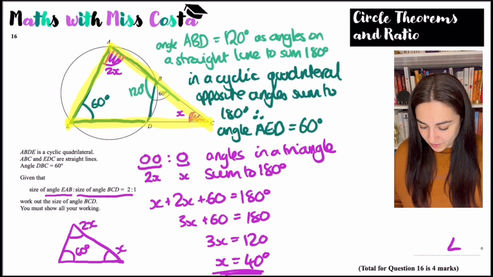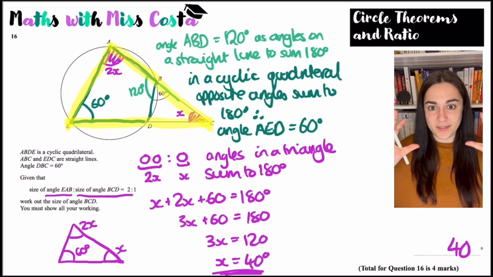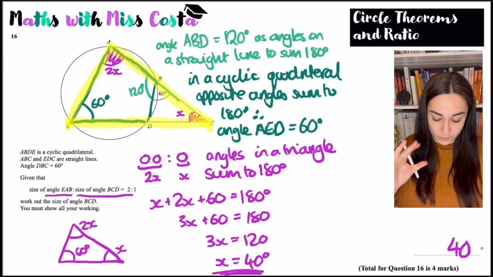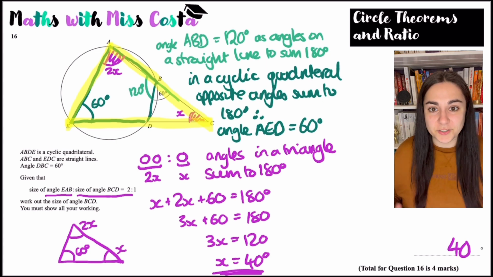So the last part, and the bit that catches most people out, is just zoom out and think to yourself, okay, I've got a cyclic quadrilateral, but how can I look at all of the other lines? Oh, that's a giant triangle.